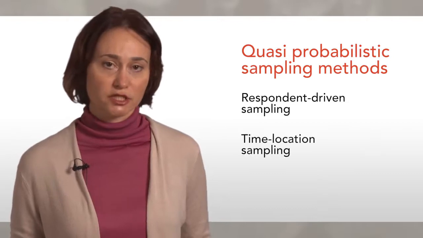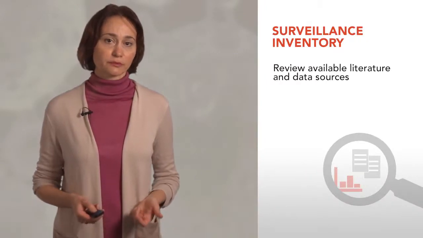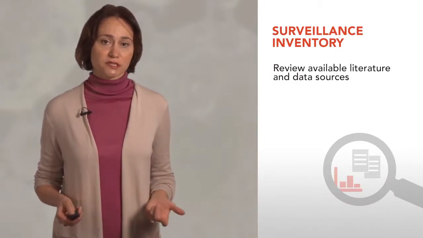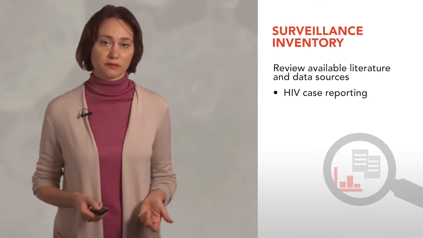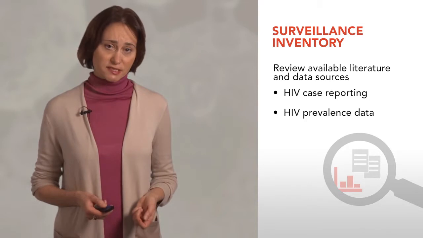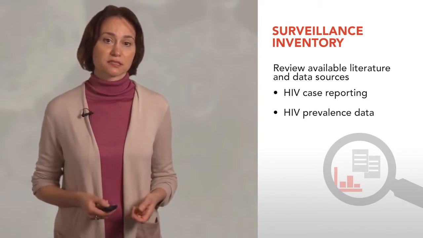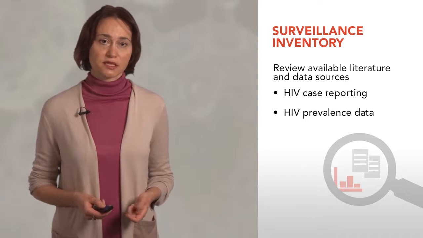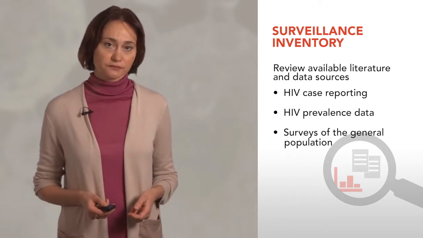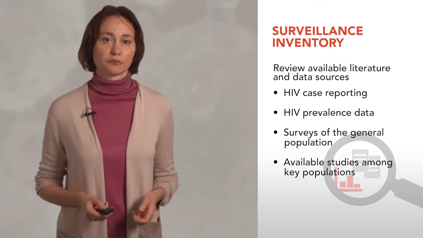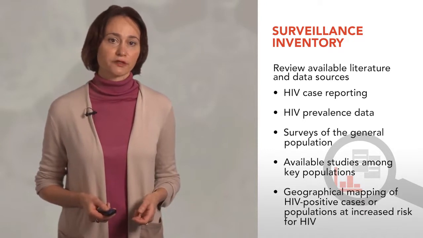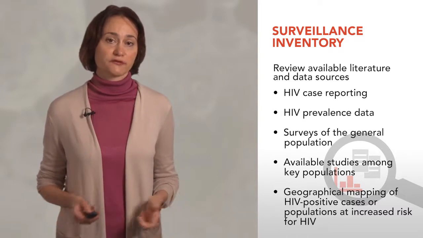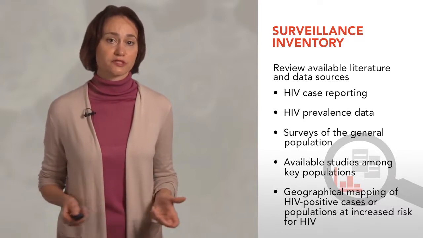How can we identify which populations are most affected with HIV and where HIV cases are coming from? The first step is to review available literature in a country and data sources such as HIV case reporting, HIV prevalence data from testing services, sentinel surveillance of antenatal care attendees, surveys of the general population, available studies among key populations, and geographical mapping of HIV-positive cases or populations at increased risk for HIV.